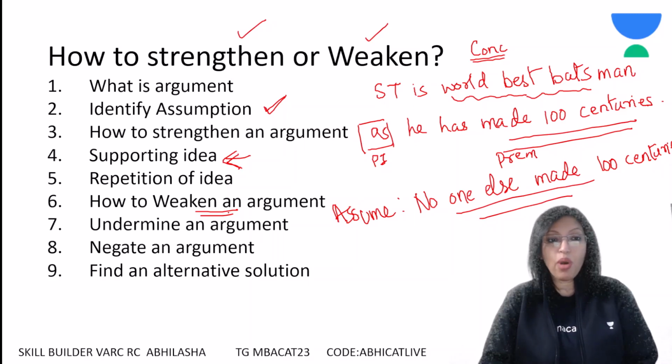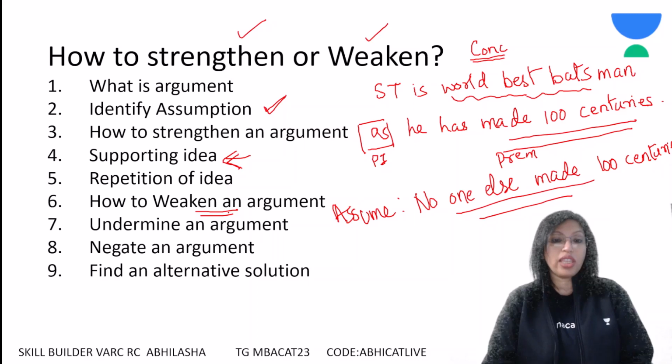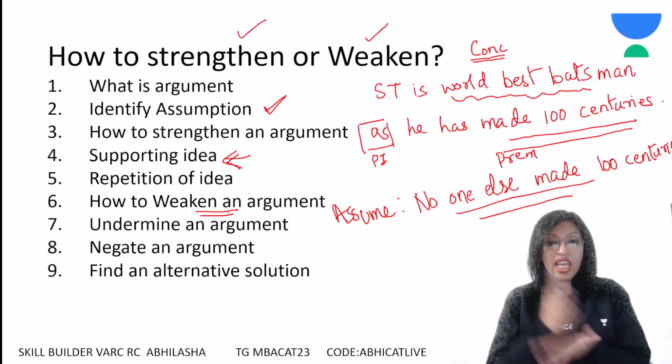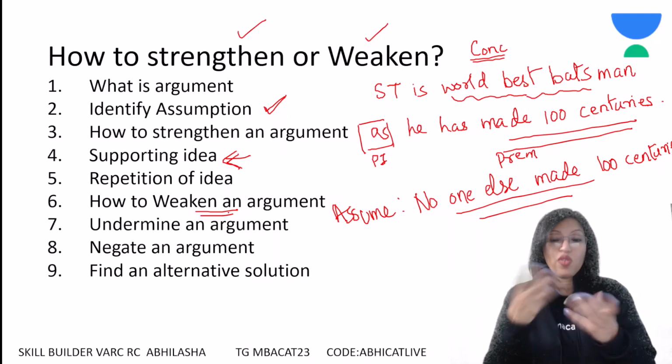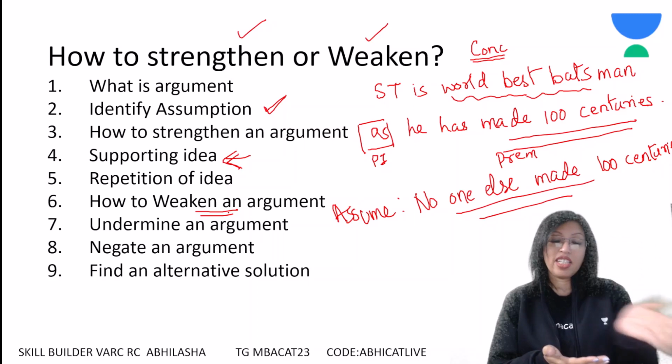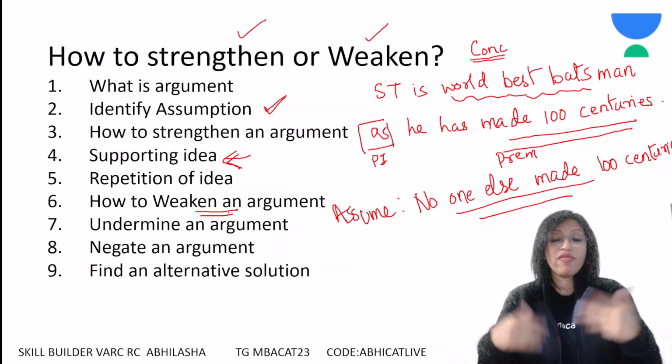So one very important fact here, whenever you are strengthening or weakening any argument, guys, what are you doing? Essentially, you are thinking up assumptions. You're imagining things and you're saying, hey, if this were true, then this statement would be right. So you've strengthened it. If you say, hey, if this were false, then this statement would be false, you have weakened it.